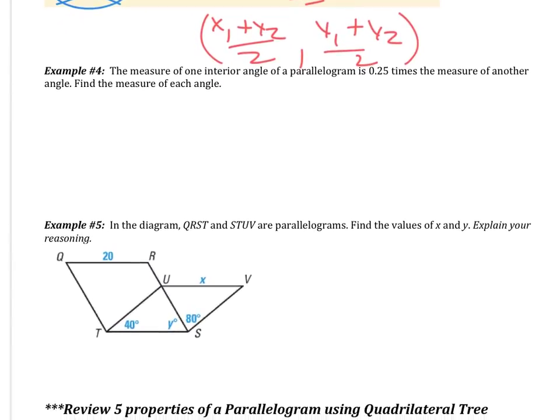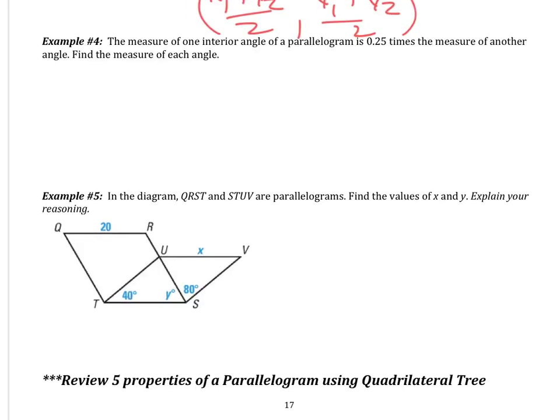All right, so in example 4, the measure of one interior angle of a parallelogram is 0.25 times the measure of another. What's the measure of all the angles? Okay, so I'm going to start out by drawing a parallelogram. Always do that, okay? If you want to label, feel free to label. A, B, C, D. The measure of one of them is 0.25 times the measure of another.